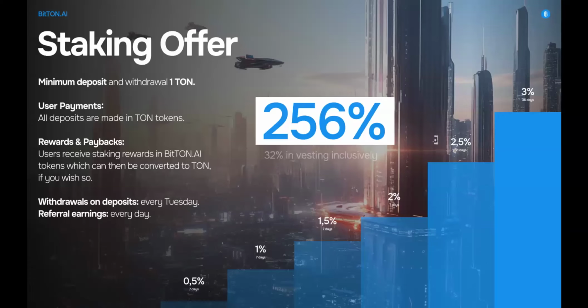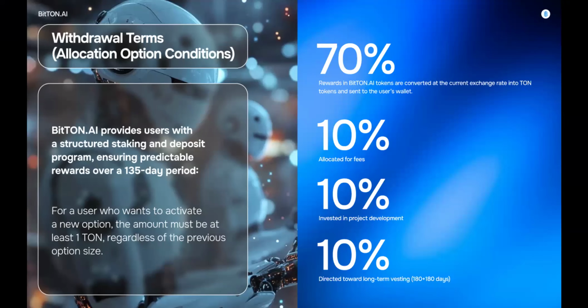135 days, guys. This is an amazing thing because you can do this in 1 year. You can double it, almost triple. So it's very interesting. Okay, so I hope you understand everything about the staking offer. Let's see the withdrawal terms, how your withdrawal will be happening on this project.